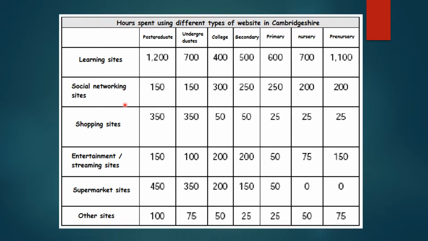So, along the vertical axis, we have different types of website. The horizontal axis has different types of students, and the data shows the number of hours spent on each type of website by each type of student.